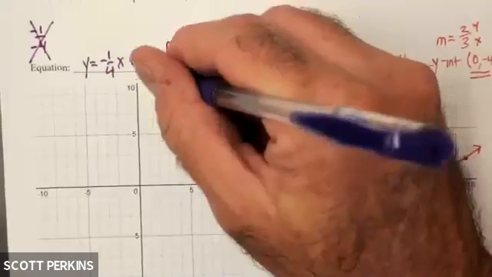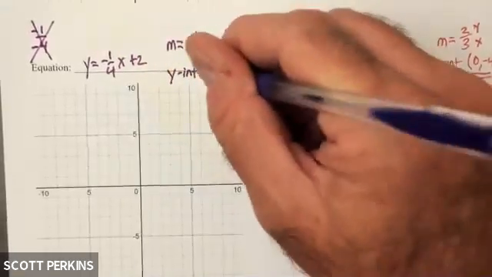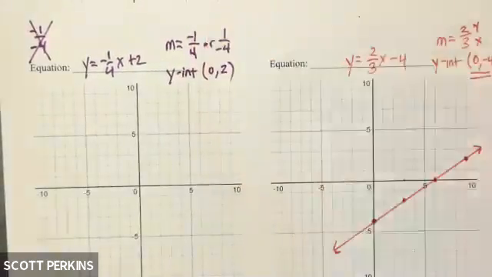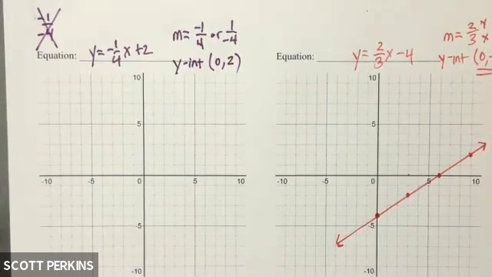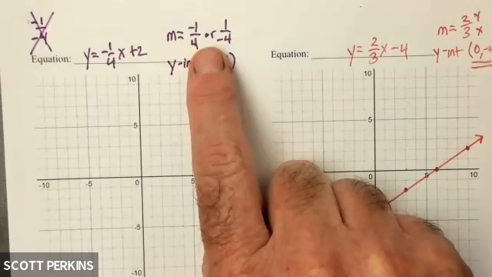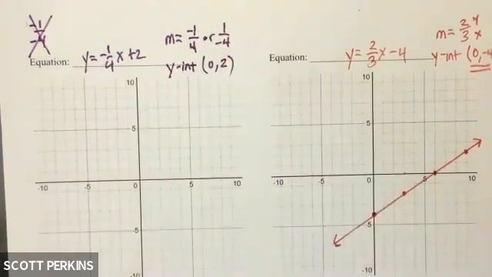And then what's the y-intercept of this line? 0, what? 2. Perfect. Thank you. All right. So now what I would like you to do, I don't care where you put the negative, it's going to be the same line either way. I want you to graph what we've got.